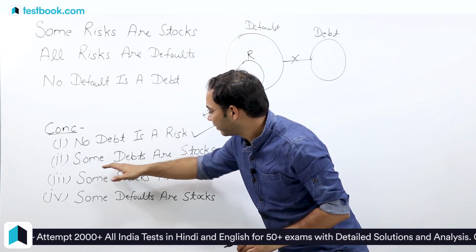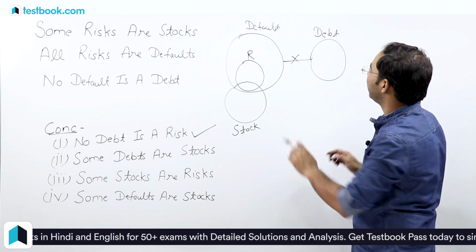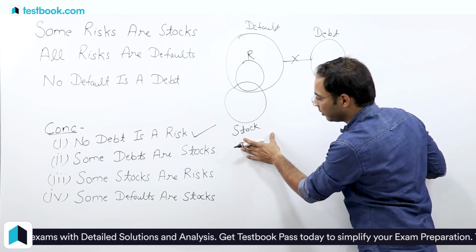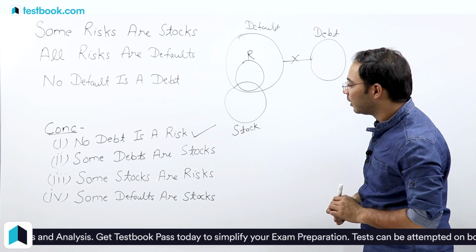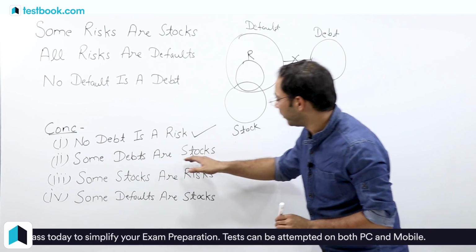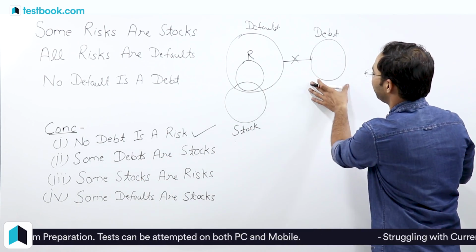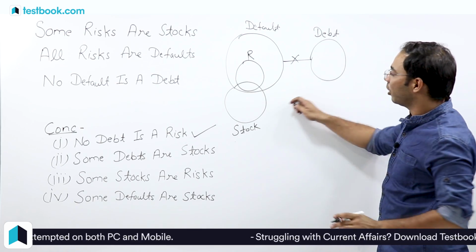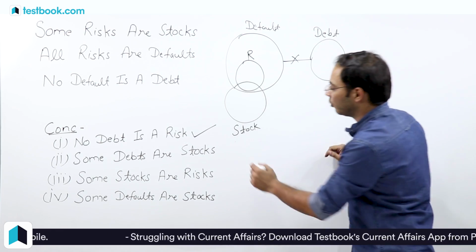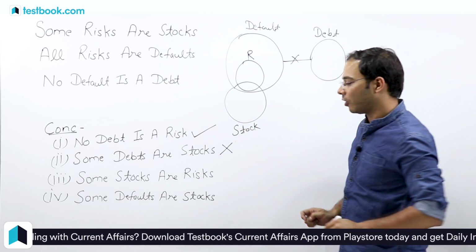Now second is some debts are stocks. Now this is debt and this is stock. Now you don't know that there is a relation between debt and stock, because debt is here and stock is here and they are not practically related to each other. So this conclusion will be wrong.